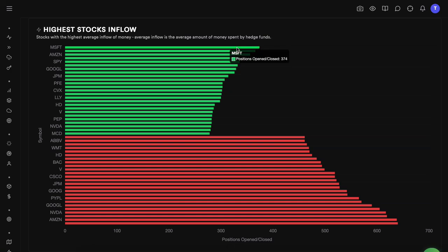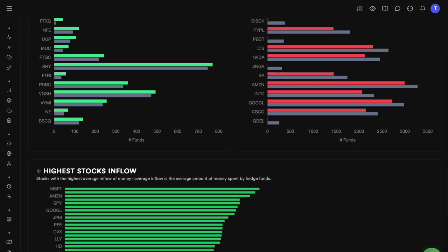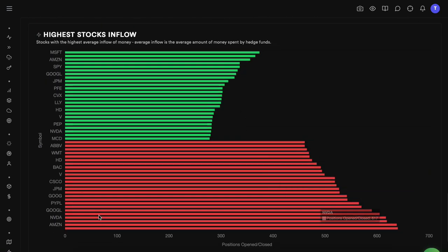So Microsoft had about 374 positions opened, but it would probably also have a lot more positions closed, which is why it's red here. The reason we are not seeing it at the bottom is because the lowest from the top 10 has 460 positions closed. So Microsoft probably came somewhere between 370 and 460, which is why we are not seeing it here.